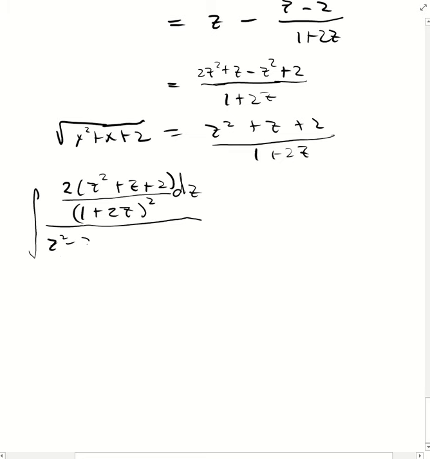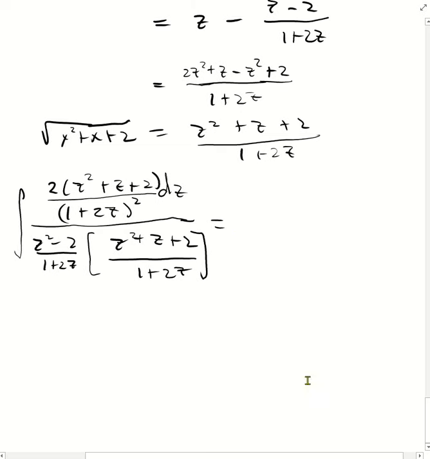Z squared minus 2 all over 1 plus 2z. Then we need to multiply this one with the square root of x squared plus x plus 2, which is already this one, so z squared plus z plus 2 all over 1 plus 2z. Then before we integrate, we need to simplify the function.